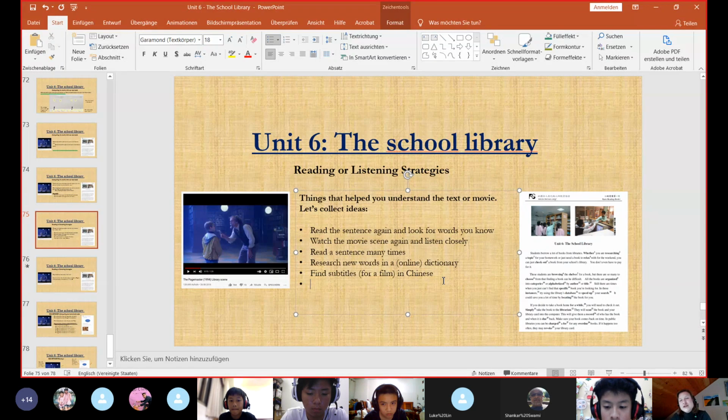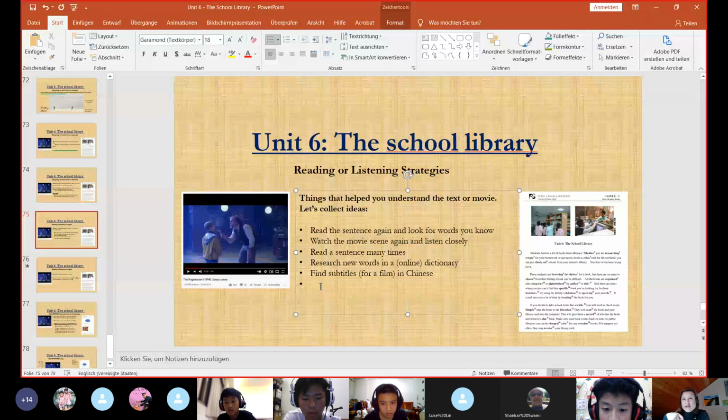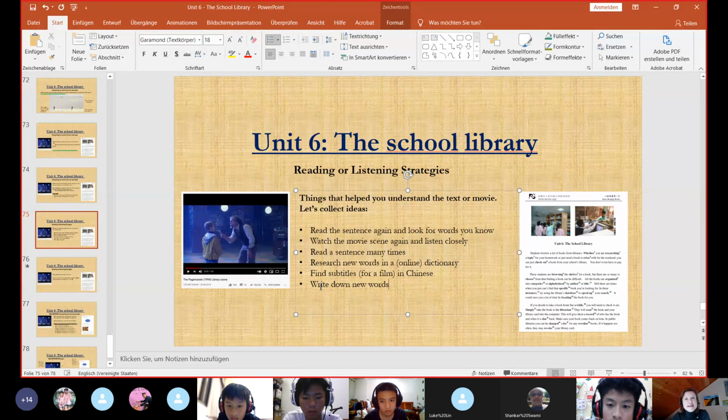Okay, Bruce, what did you do? Maybe for the movie or for the text? Write vocabulary. I don't know that word. Ah, okay, so you write it down? Yeah. The new word? Okay. Very good. And then I think research, yeah. Very good. And research it.